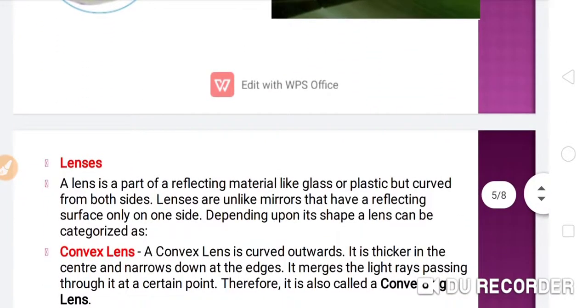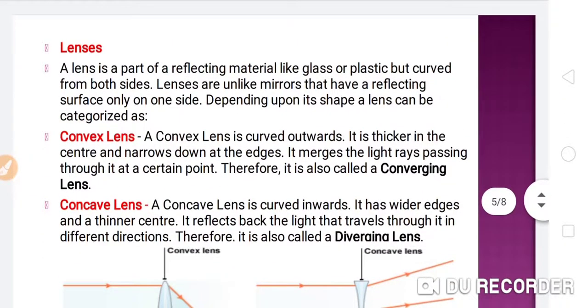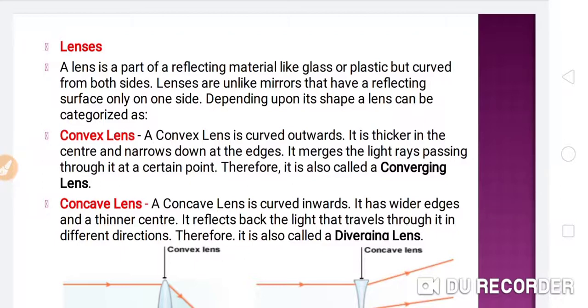Okay, now lenses are also very important. A lens is a piece of transparent material like glass or plastic, curved on both sides. Lenses are unlike mirrors, which have a reflecting surface only on one side. Depending upon its shape, a lens can be categorized as a convex lens and a concave lens.